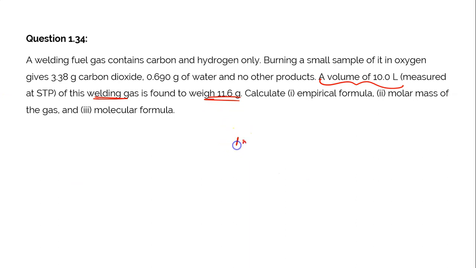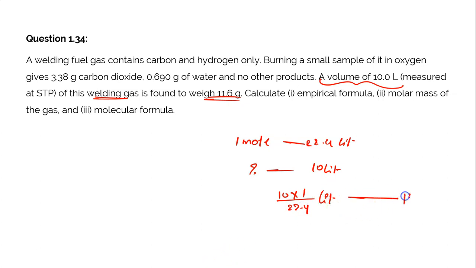We know that 1 mole of any gas will occupy 22.4 liters. And now you are having 10 liters with you. How many moles will it mean? It means 10 into 1 divided by 22.4 liters, right? And now these many liters of gas is weighing how much? 11.6 grams as per the question. But usually 1 mole of a gas will be weighing equal to its gram molar mass, correct? But now you're having so many liters, 10 by 22.4 liters, weighing 11.6 grams.